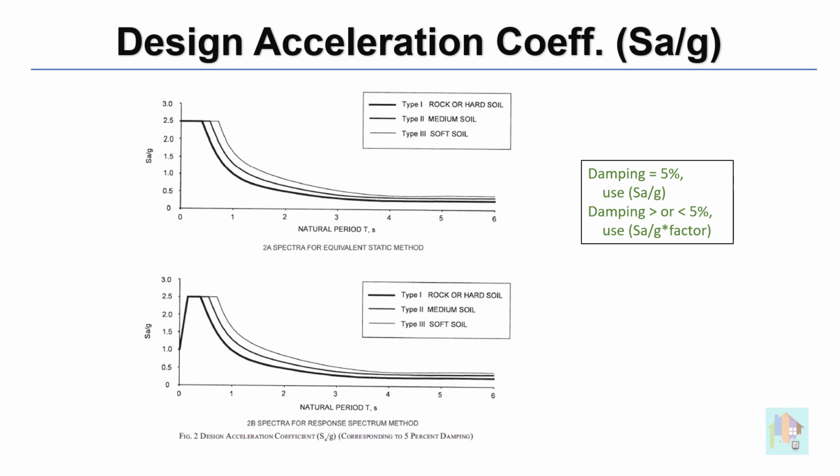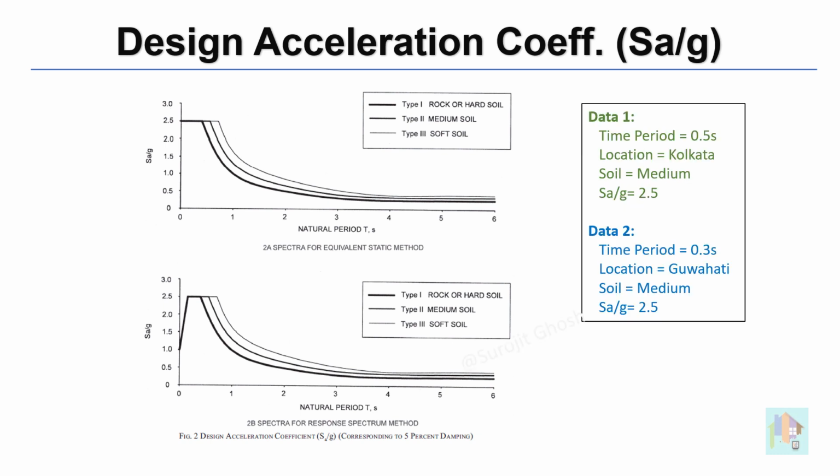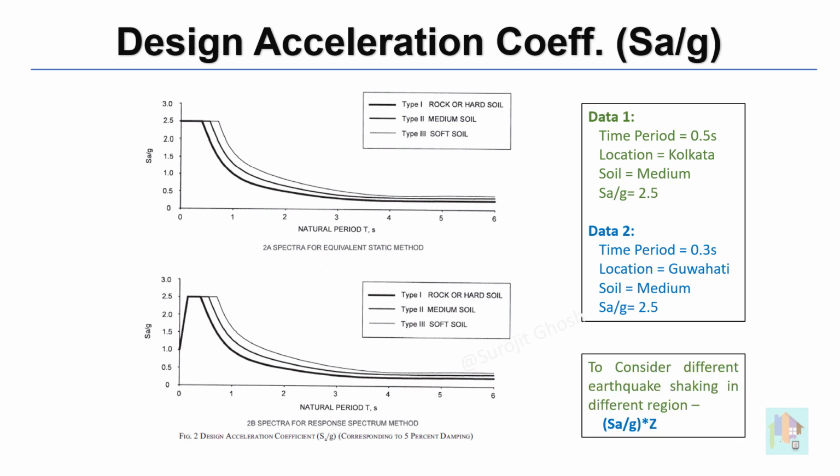There is one problem with this approach. We have considered all recorded earthquake data to plot this curve, and if we calculate SA by G of any structure, that no longer depends on where the structure is located, whether it is in Guwahati or Kolkata. This is not logical. We need to design a building in a high seismic prone area considering higher lateral force, right? To consider different intensity of shaking in different seismic zones, a factor is multiplied with this SA by G value, which is known as the zone factor Z.